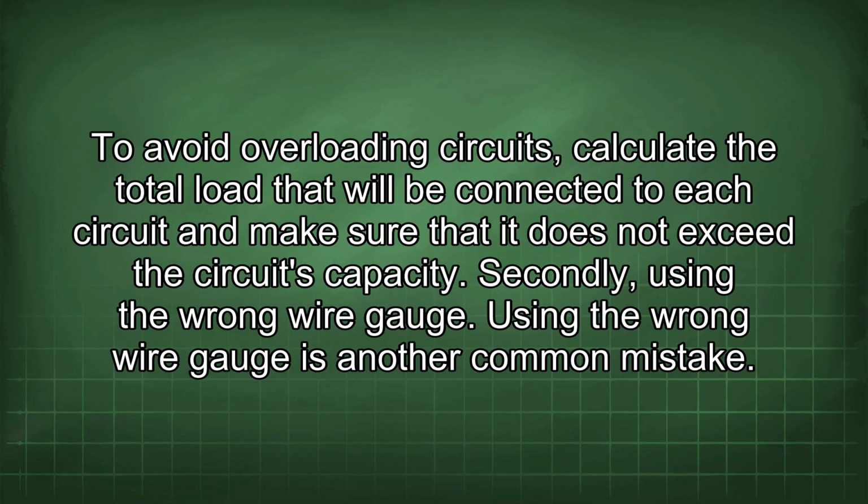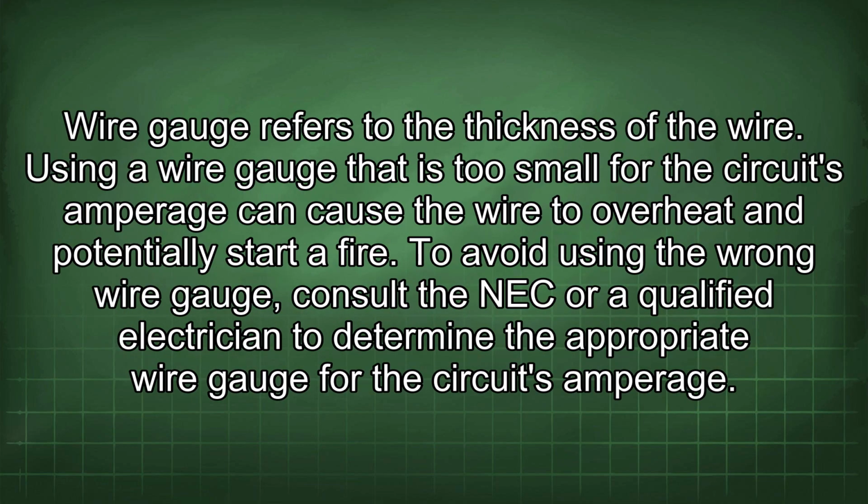Secondly, using the wrong wire gauge. Using the wrong wire gauge is another common mistake. Wire gauge refers to the thickness of the wire. Using a wire gauge that is too small for the circuit's amperage can cause the wire to overheat and potentially start a fire. To avoid using the wrong wire gauge, consult the NEC or a qualified electrician to determine the appropriate wire gauge for the circuit's amperage.